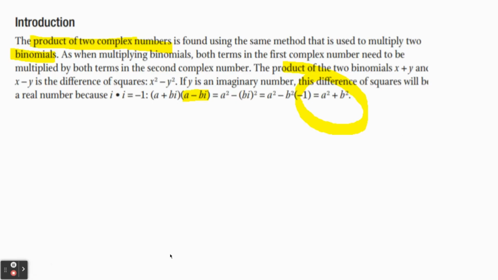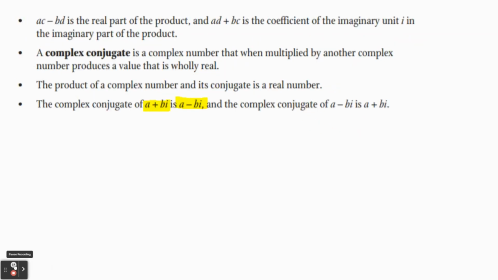The product of two complex numbers is found using the same method that's used to multiply two binomials. We're going to be doing double distribution. And some special things happen when you have something called complex conjugates. A complex conjugate is a complex number that, when you multiply it by this other complex number, produces a number that's wholly real.